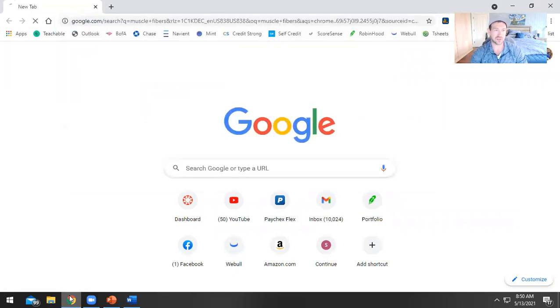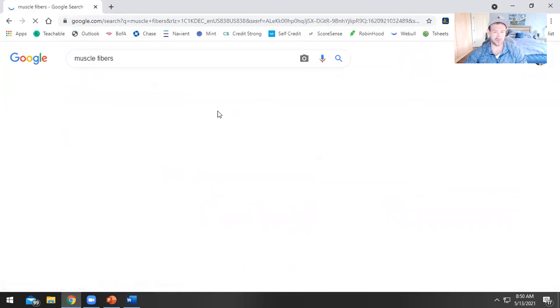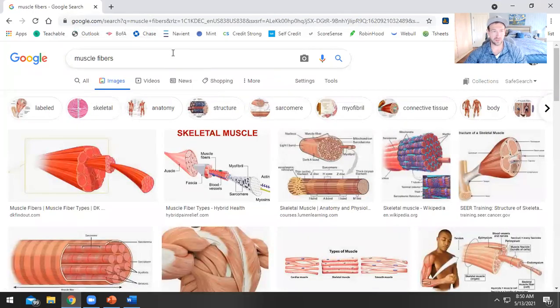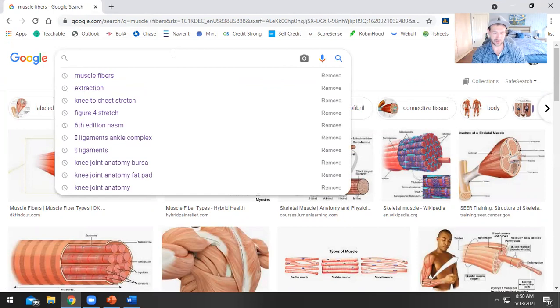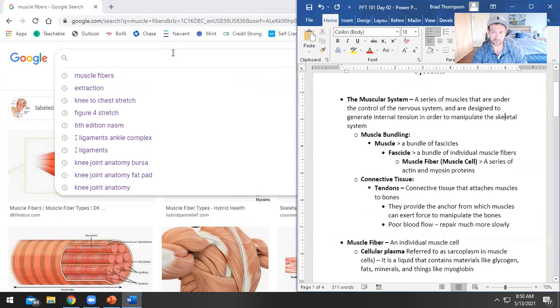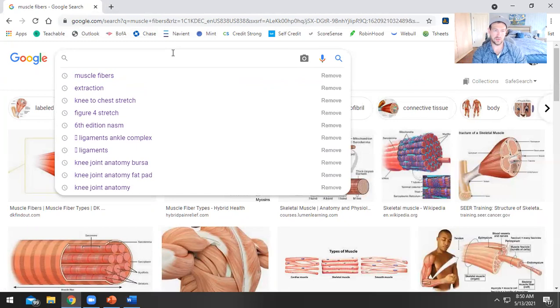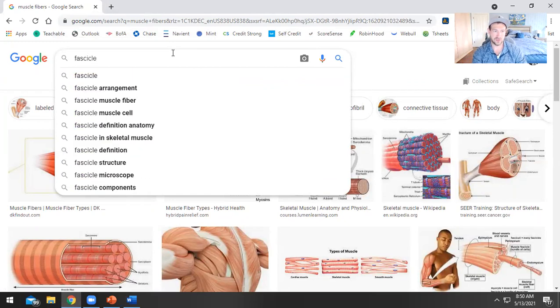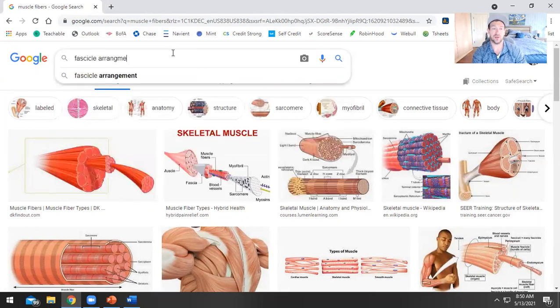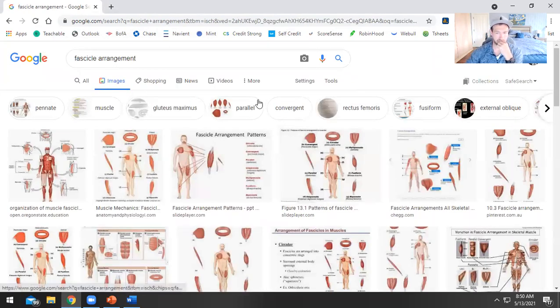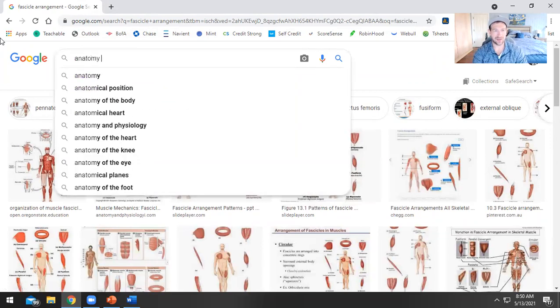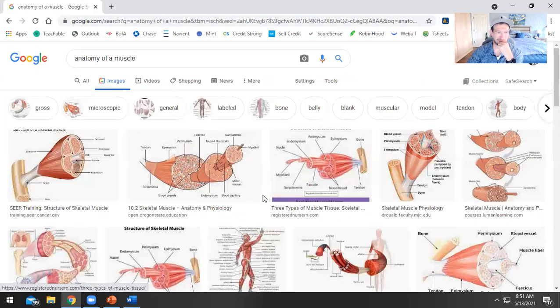So if we look at muscle fibers, actually that's not really what I want to look at. Let's see here, muscle. Let's just do it this way. We'll do fascicle arrangement. That might work. No, anatomy of a muscle. Come on, help me out, Google. Read my brain. There we go.